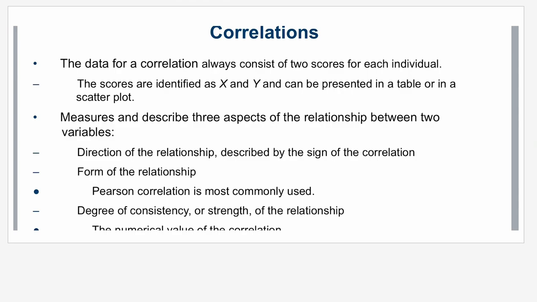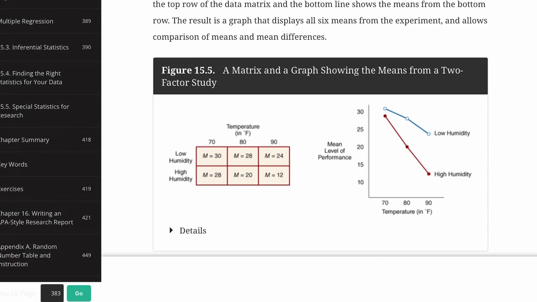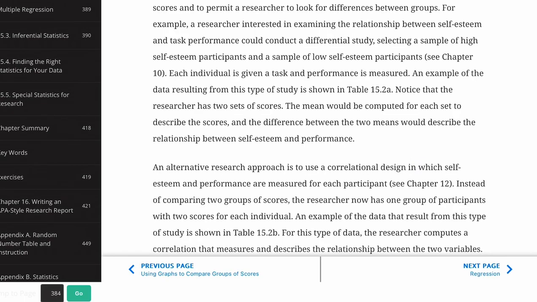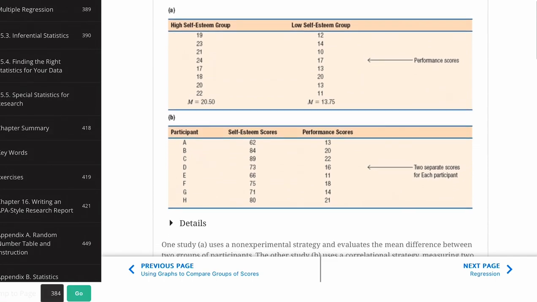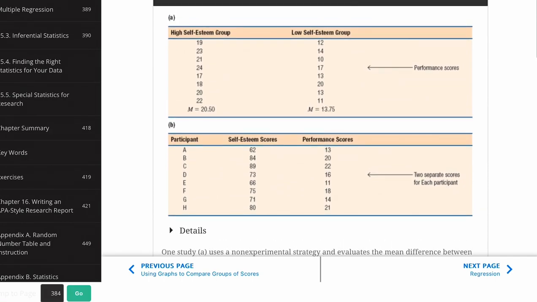And so correlations, this is mostly a review, as you guys know. We talked about that a lot in chapter 10, and other chapters too. We've talked about correlations, but so you guys know that correlations are defining relationships between two variables, right? Well, just as a reminder, we talked about this before, but there's a difference between, you can evaluate the relationship between two variables like self-esteem and performance here in table 15.2.